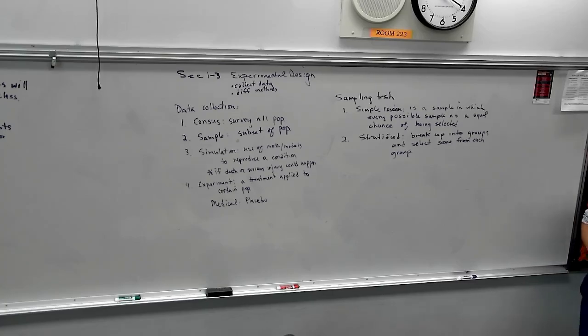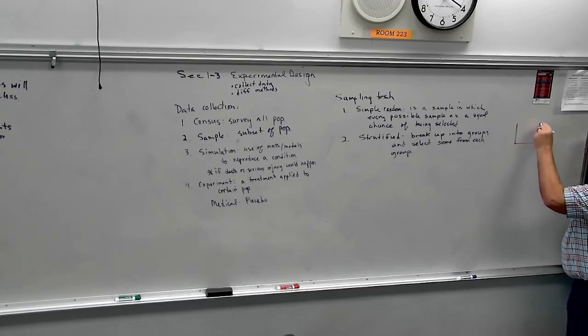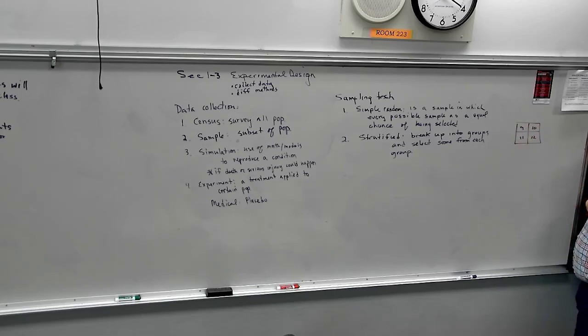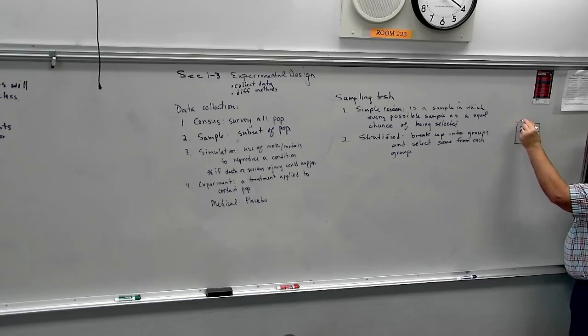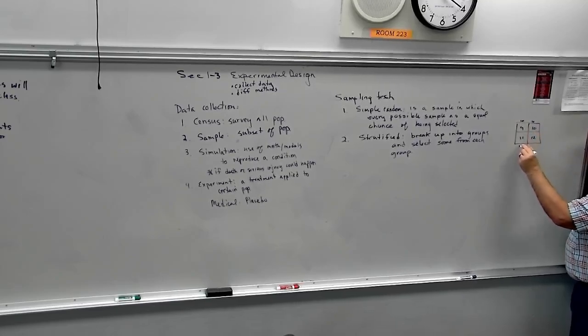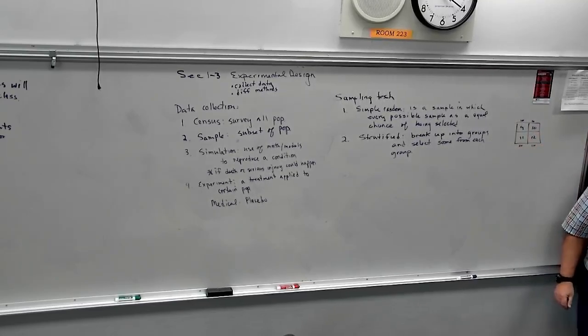Okay. Here's a good way to do it. How can Post Falls High School be broken up into groups? By classes, right? If I took Post Falls High School and I broke it up into 9th, 10th, 11th, and 12th graders, okay? Stratified means you break them up by groups, which I just did. And then you select some from each group. Maybe I survey 10 of those, 10 of those, 10 of those, and 10 of those. That's stratified. I break it up into groups and I select some from every group.